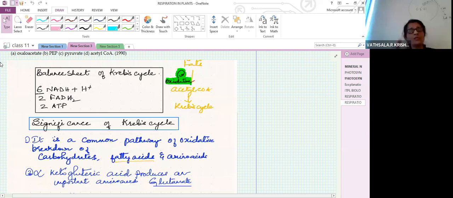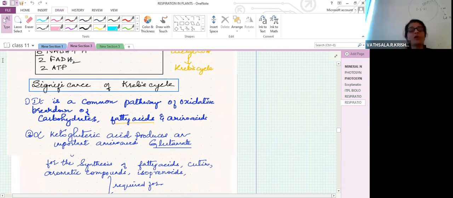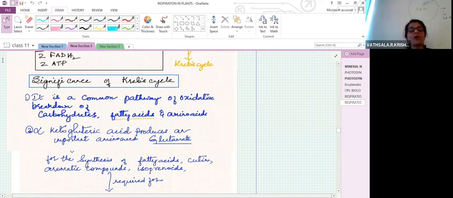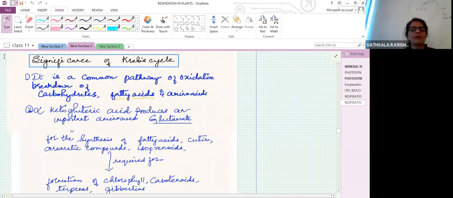So what's the significance of this Krebs cycle? It's a common pathway of oxidative breakdown of carbohydrates, fatty acids, and amino acids, everything. Anything can become the substrate for respiration, but everything gets converted to acetyl-CoA before entering. This is also amphibolic. Though there is a breakdown of glucose to pyruvic acid, pyruvic acid is further broken down into different intermediate products.